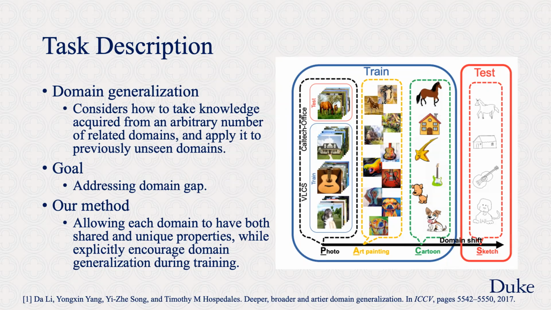The model is expected to shift knowledge learned from training domains to the unseen domain and address the domain gap. In our proposed method, we allow each domain to have both shared and unique properties, while explicitly encouraging domain generalization during training and addressing the domain gap.